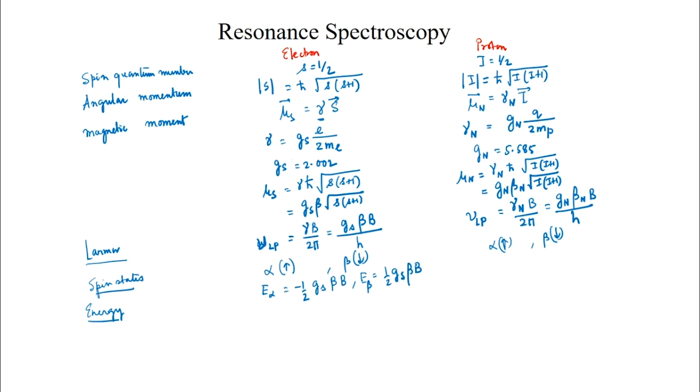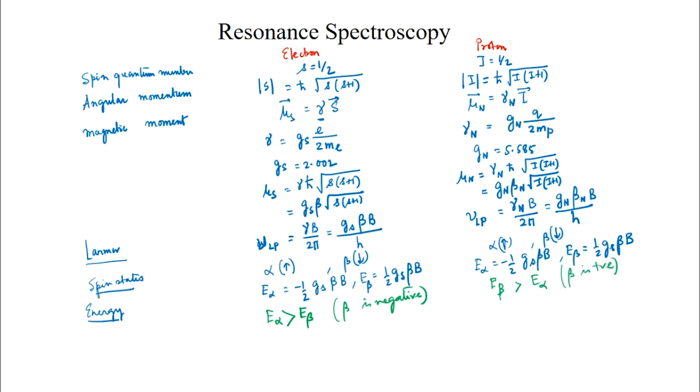So, we can write the same thing for the proton: E alpha equals minus half g_s beta B, and E beta equals half g_s beta B. But now comes the difference. In case of electrons, E alpha is greater than E beta, because in this case beta is negative. But for protons, E beta is greater than E alpha, because in this case beta is positive.